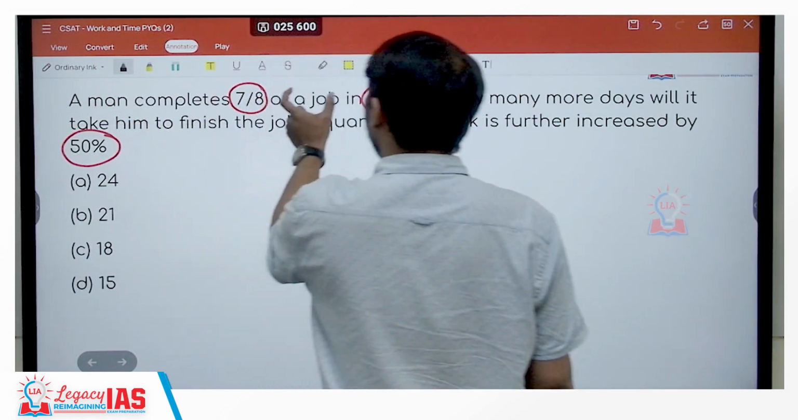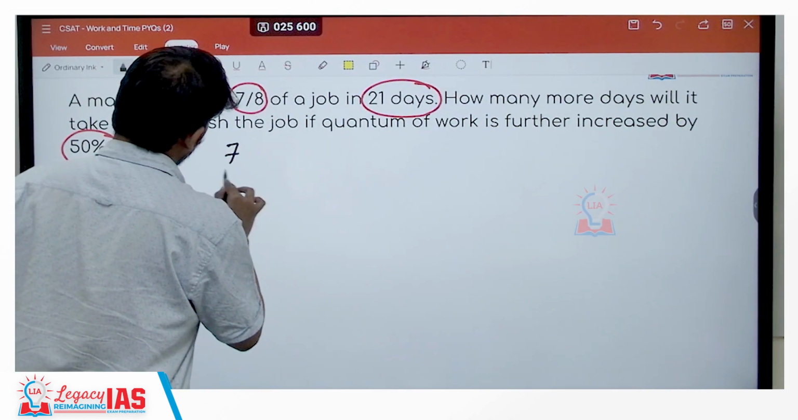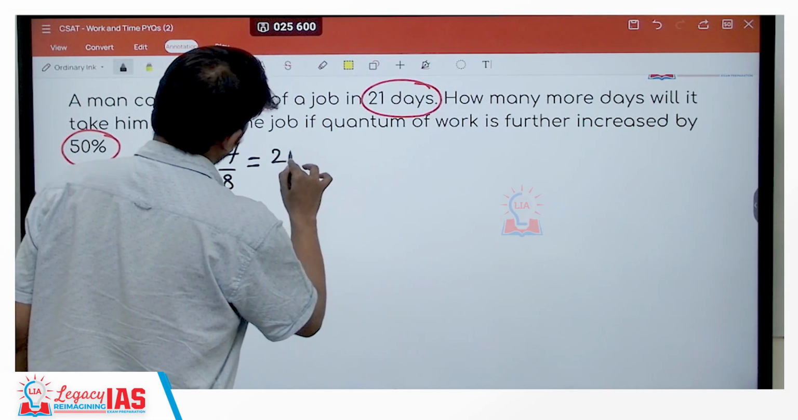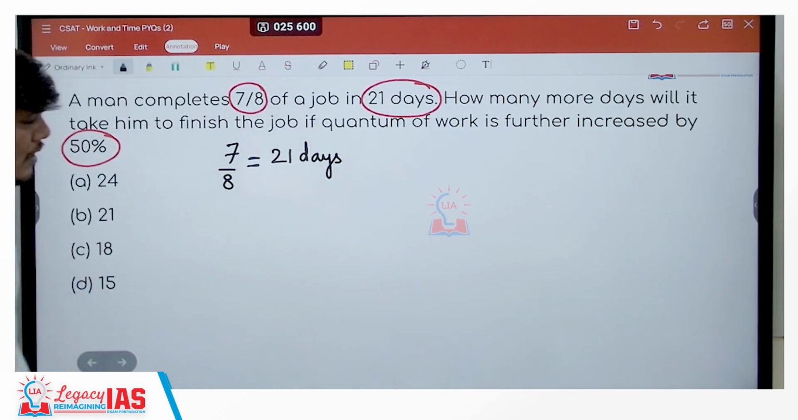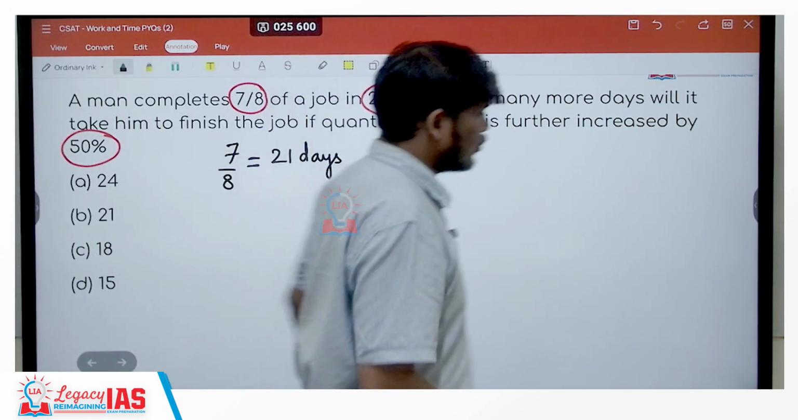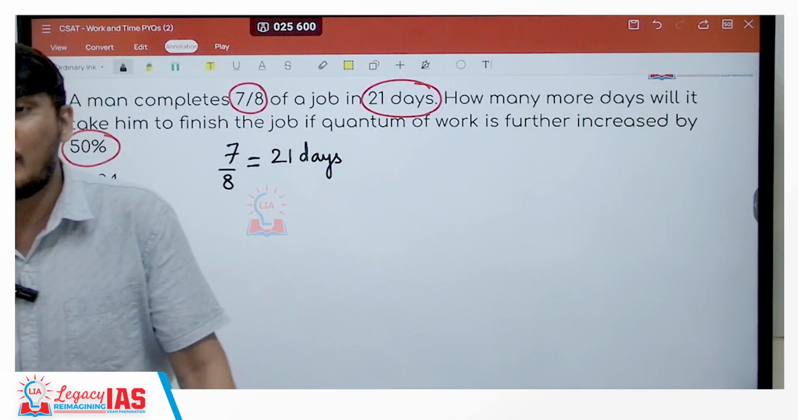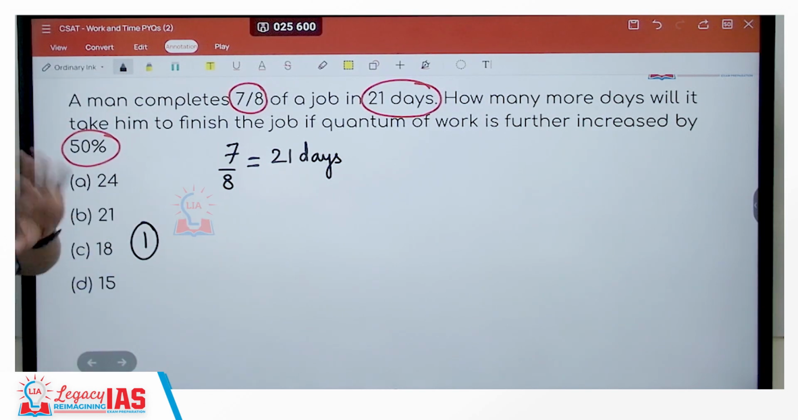So a man completes 7/8 of a job in 21 days. So 7 by 8 of the job is getting completed in 21 days, right? Now, this is 7/8 of the job. How much of the job actually is required to complete it fully? That is 1, complete 1. This 7 by 8 is less than 1.